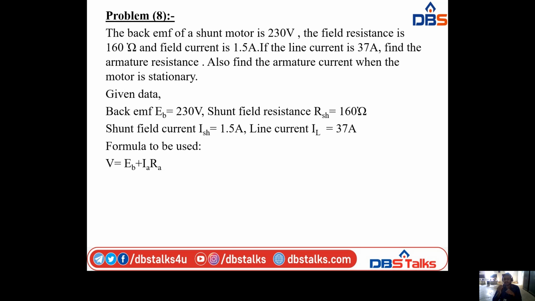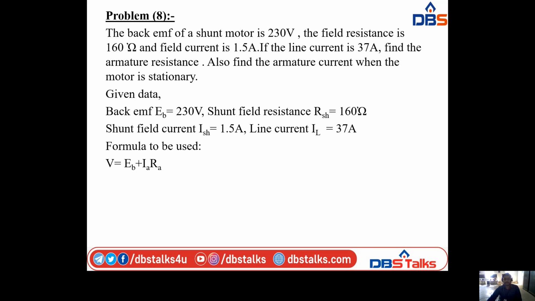So for that we have to write the given data. Here they given that back EMF EB is equal to 230 volts, shunt field resistance is 160 ohms, shunt field current is 1.5 amperes, and line current IL is equal to 37 amperes. So if you want to calculate the armature resistance and armature current, we have to use the formula, that is V is equal to EB plus IARA. By using this formula we have to calculate armature resistance and armature current.